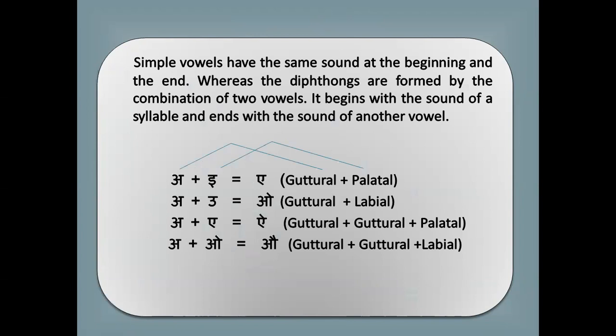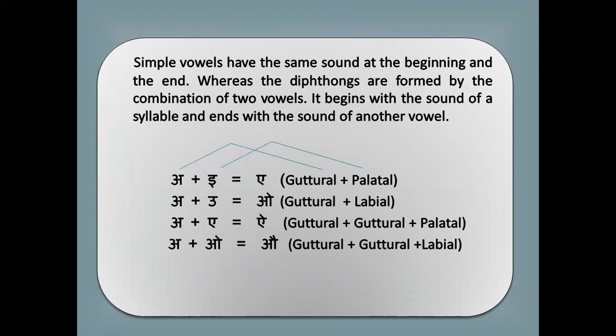So the letter I is a combination of guttural plus palatal. It means it involves a combination of the throat and the palate. It starts from the throat and ends with the palate. Similarly, A plus U starts with the throat and ends with the lips. So guttural plus labial, that is O. O is a combination of guttural plus labial.